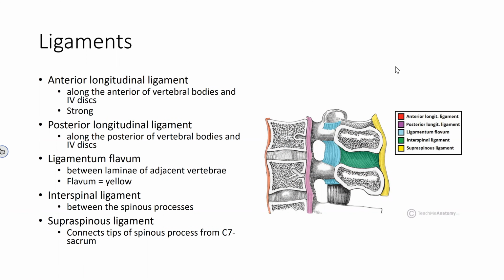Ligaments, I won't go through the ligaments, but this diagram shows the anatomy, where each of the ligaments are. And a lot of the names are quite self-explanatory. So like the supraspinous ligament just goes along each of the vertebral spines.